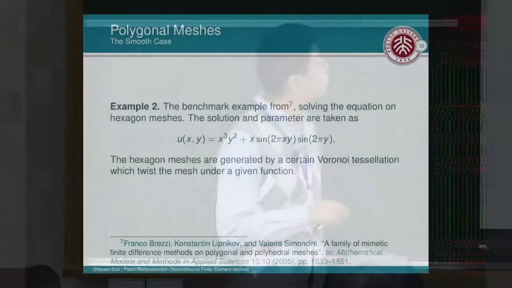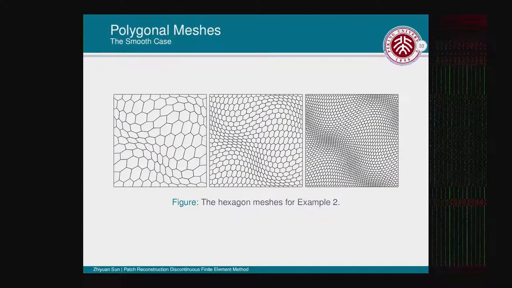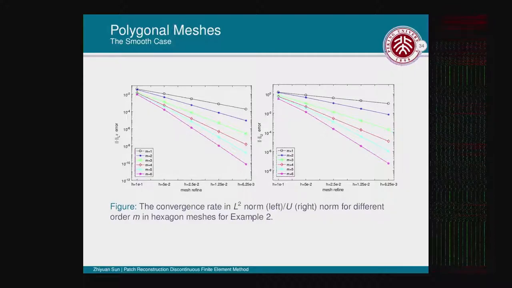And here are some polygonal mesh examples. Here we also solve smooth functions, and this example is a benchmark problem from the mimetic finite difference method, which uses hexagon partitions, and the hexagon mesh is twisted, with some given functions. So here is the mesh we use. And the convergence order is the same: it has m plus 1 convergence order in the L2 norm and m convergence order in the energy norm.